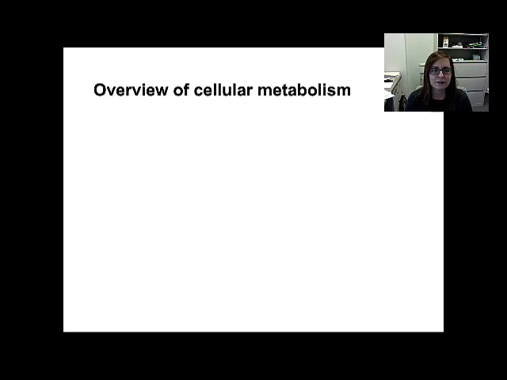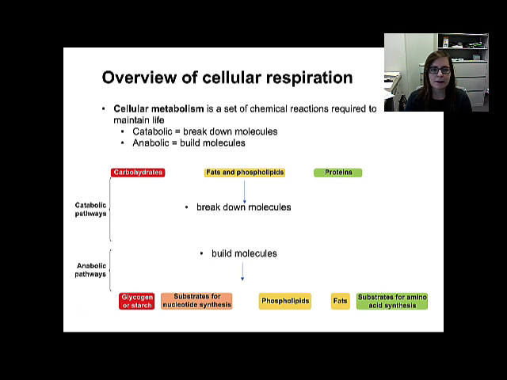In the first video today, I want to start by giving you an overview of cellular metabolism. So cellular metabolism is a set of chemical reactions required to maintain life. And we've talked a little bit about cellular metabolism, and we've talked about catabolic reactions that break molecules down. So we can have complex carbohydrates that undergo catabolic reactions to break them down into individual monosaccharides.